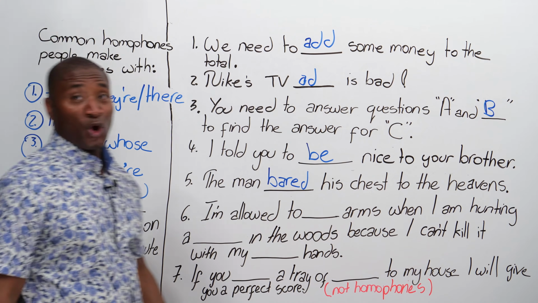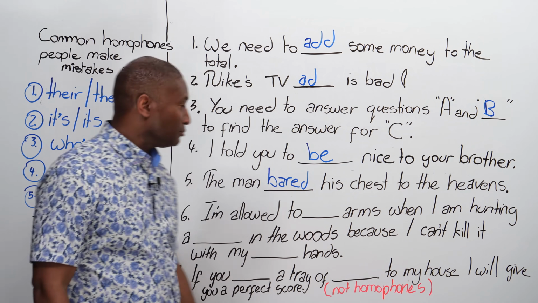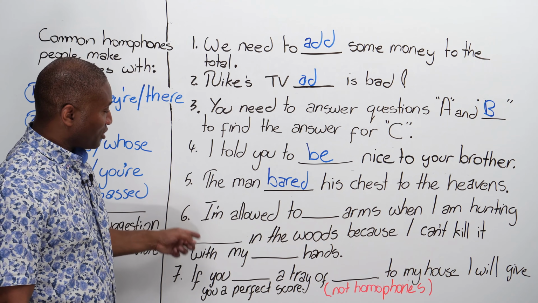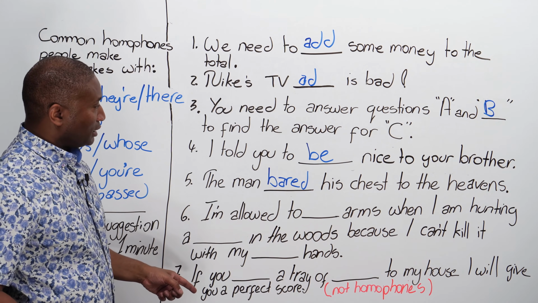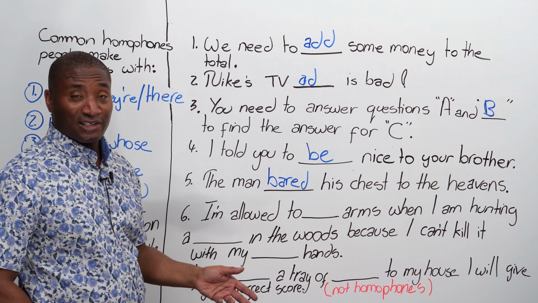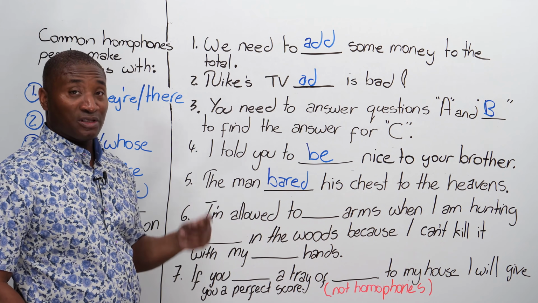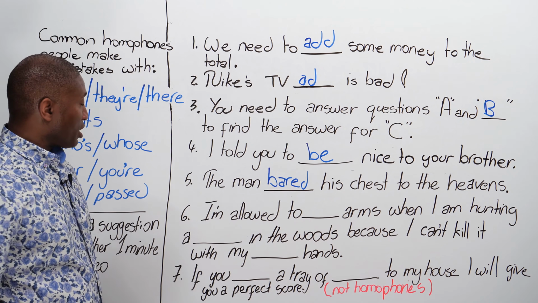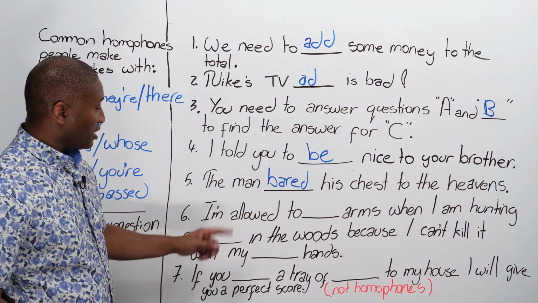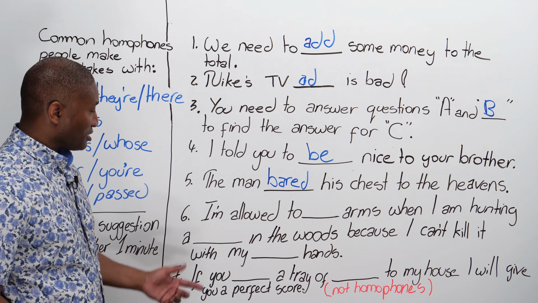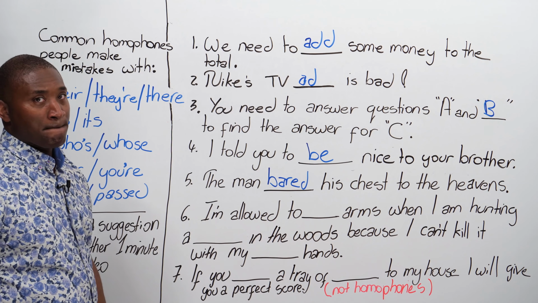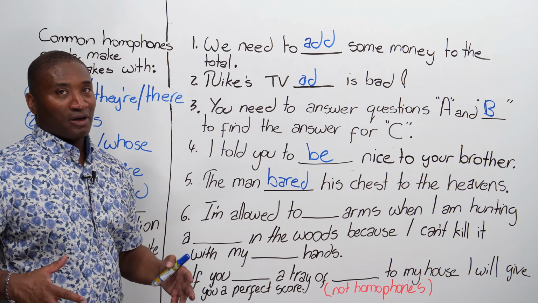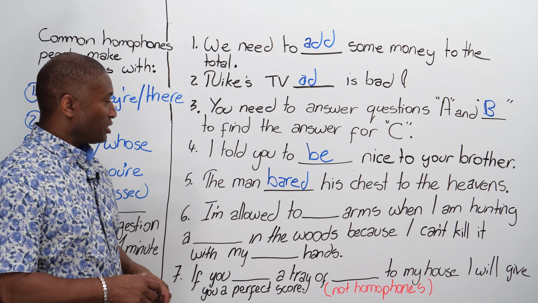Okay. Uh-oh. Oh no, Mr. Bill, this is a hard one. We got bared, right? But we got one that's got 3 in here. I don't know what we're going to do. But you did the lesson, and if you have great comprehension, this is a piece of cake. So let's get started. I'm allowed to bear arms when I'm hunting something in the woods because I can't kill it with my bare hands. Tough one. And that's the one I gave you, the special lesson with the extra one that wasn't a homophone. So let's see what it is.